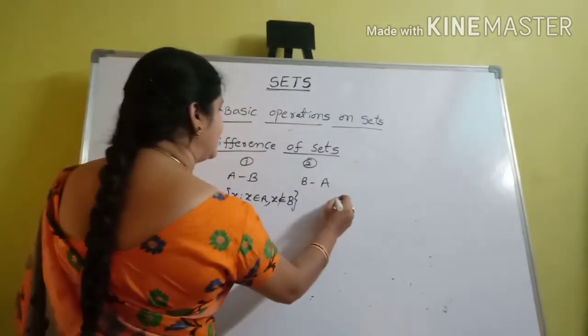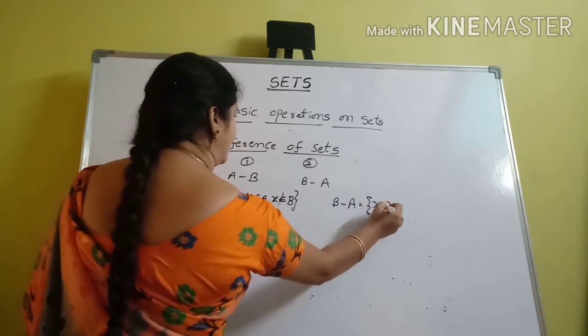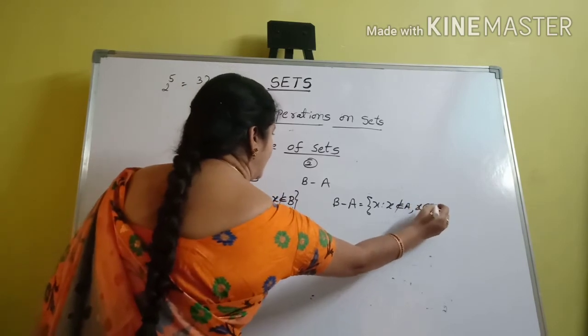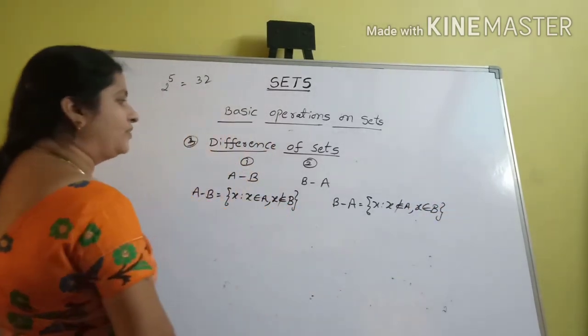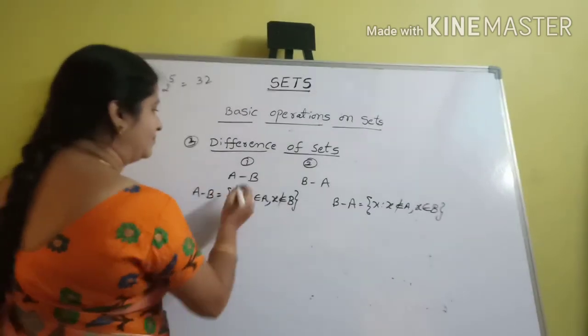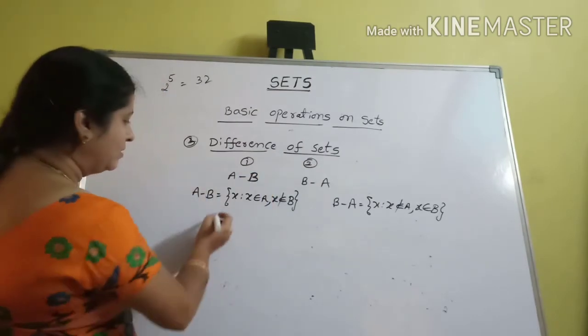Here what is the B minus A? B minus A equal to set of X such that X does not belong to A and X belongs to B. So these are the definitions of A minus B and B minus A. We discuss this topic by using some examples.